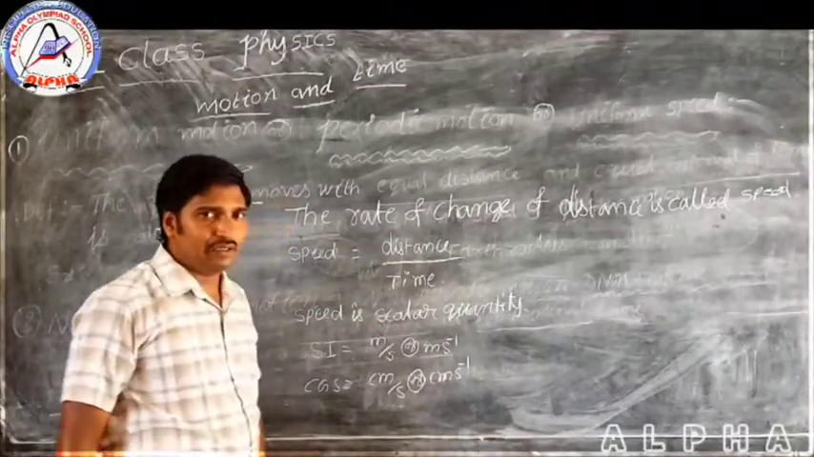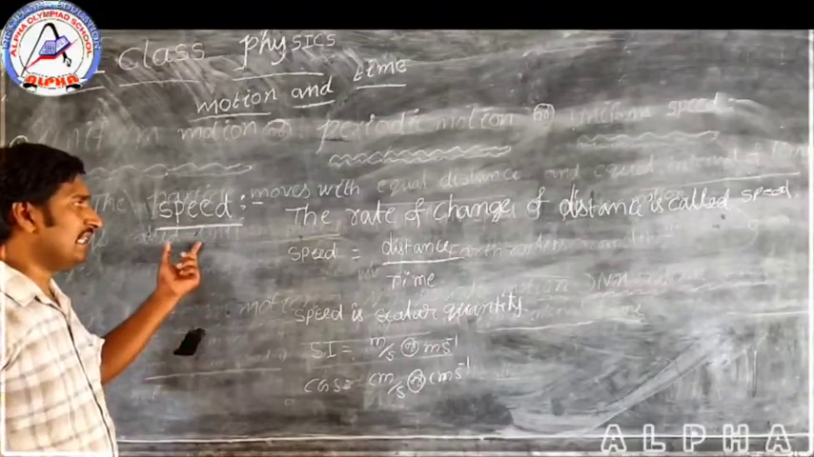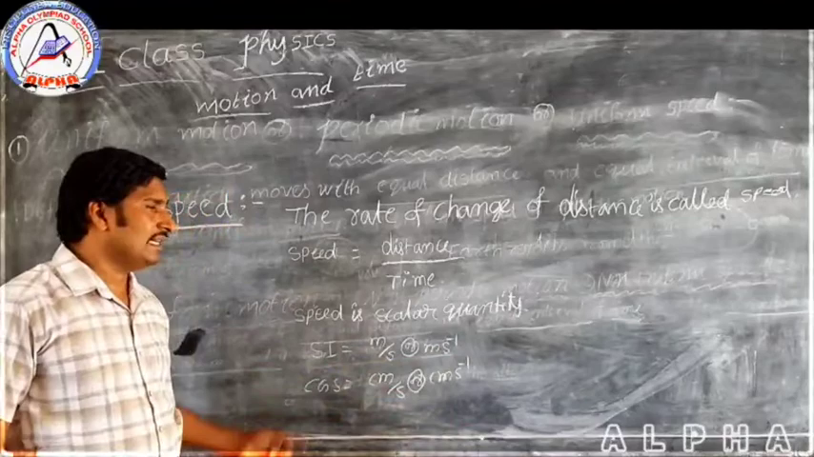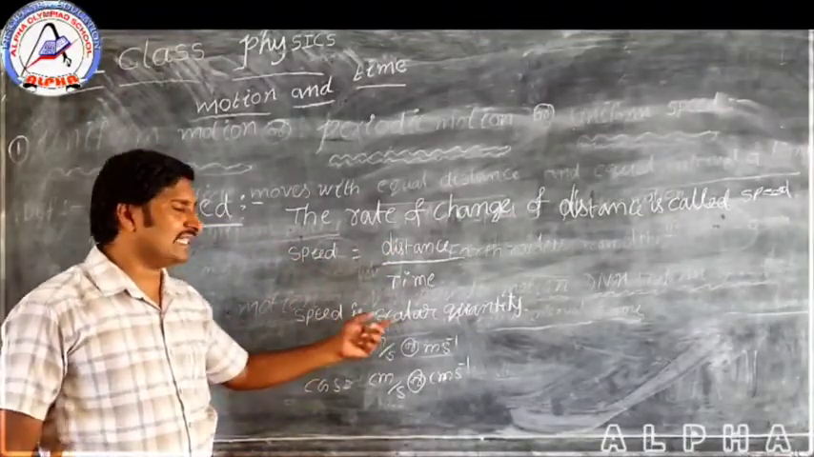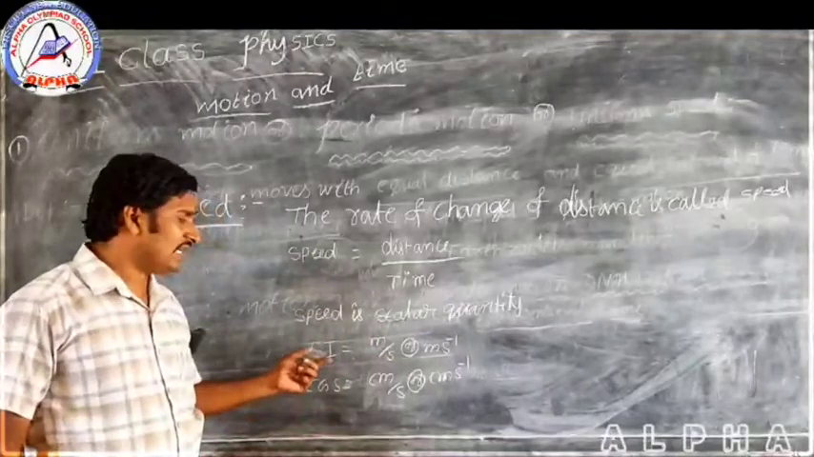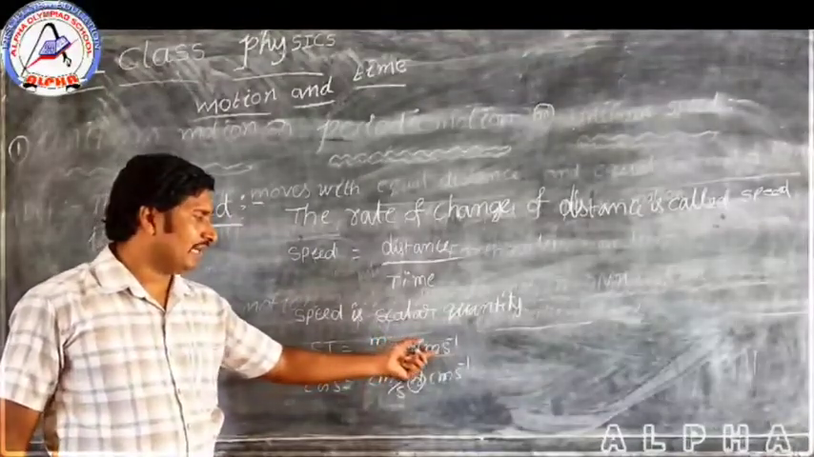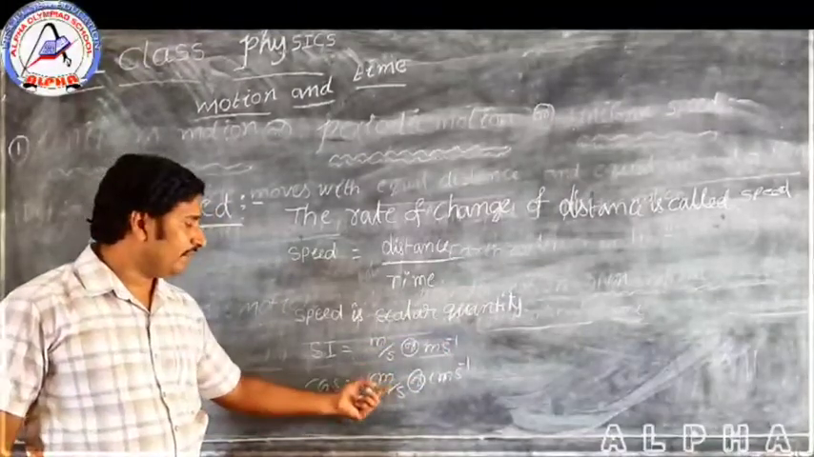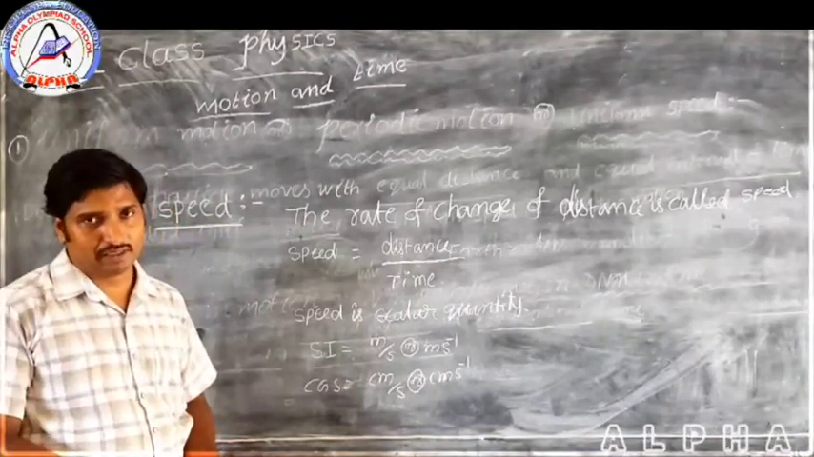Now, children, listen again. What is meant by speed? Speed is the rate of change of distance. Speed is equal to distance by time. Speed is a scalar quantity. The SI unit of speed is meter per second or meter second inverse. The CGS unit of speed is centimeter per second or centimeter second inverse.